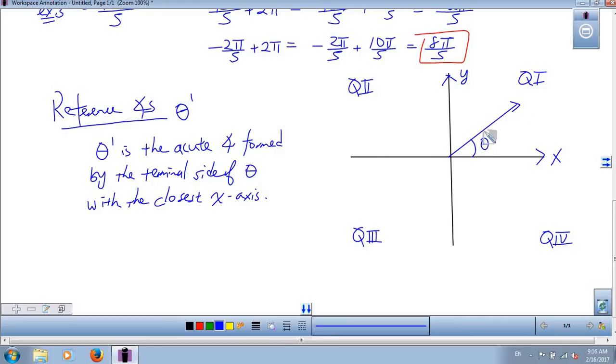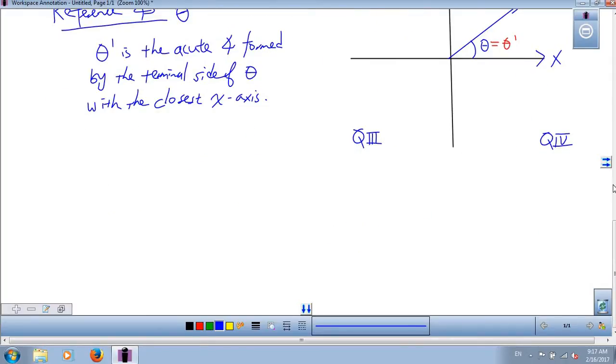So it's important to get the angle into the first quadrant, to relate it to the first quadrant. In the first quadrant, an angle is its own reference angle, because the closest x-axis is the positive x-axis, and that's the acute angle. So we're not going to measure to the negative x-axis. We're going to measure to the closest x-axis. So a reference angle is always acute. It's always between 0 and 90 degrees.